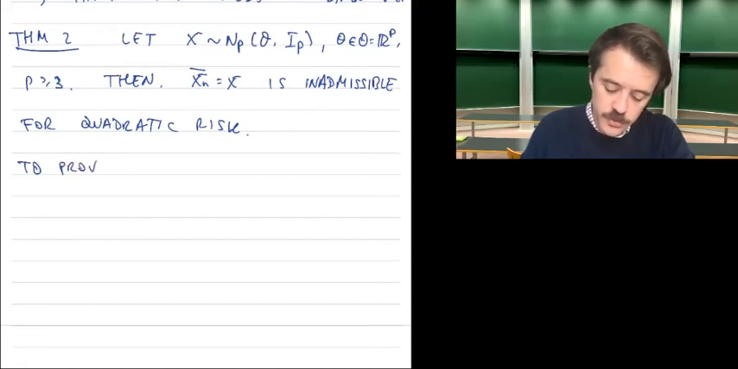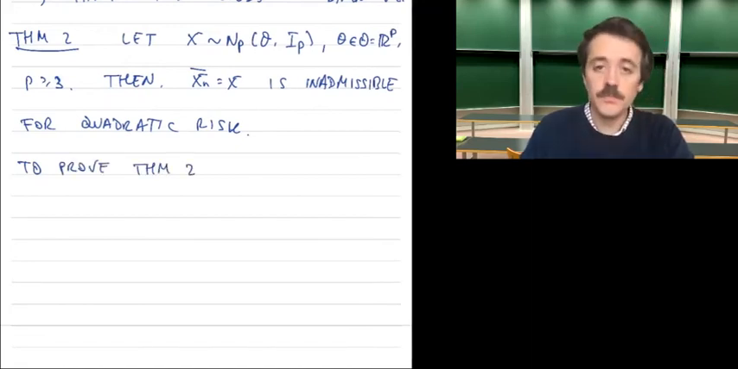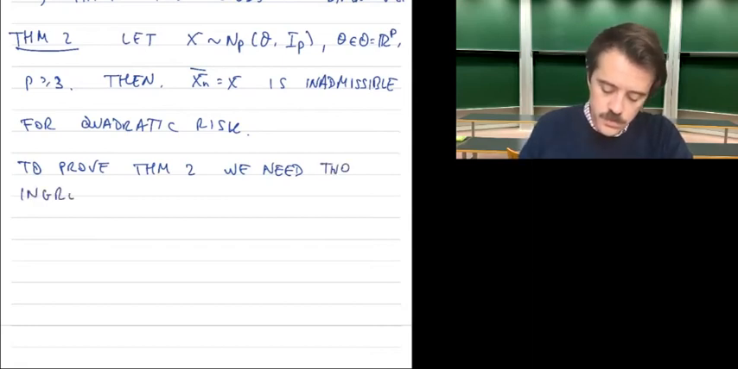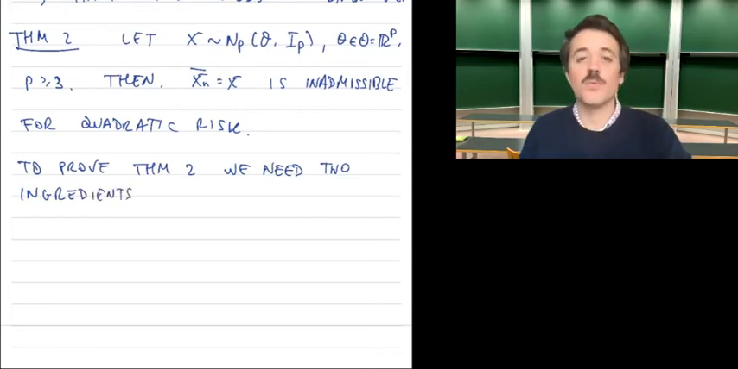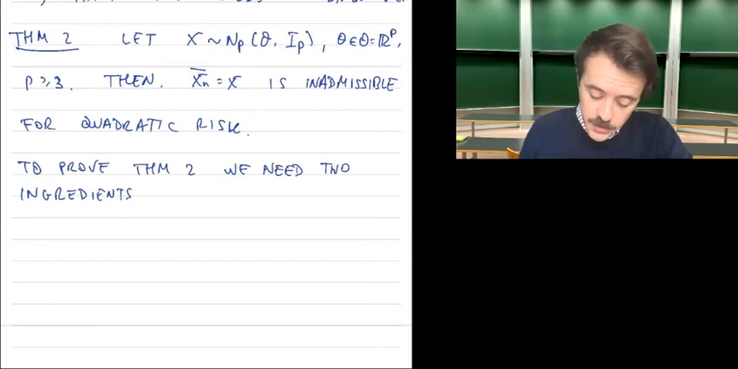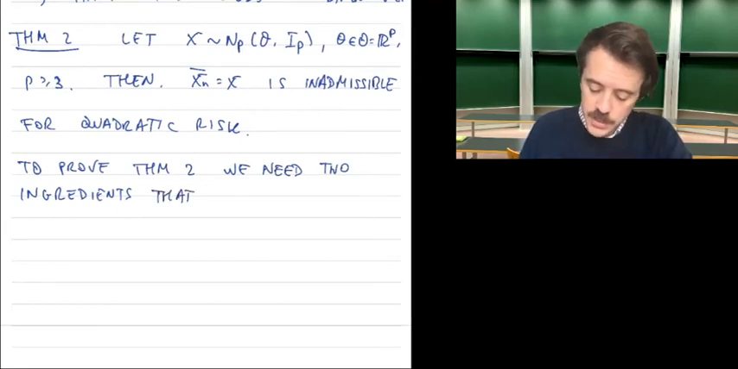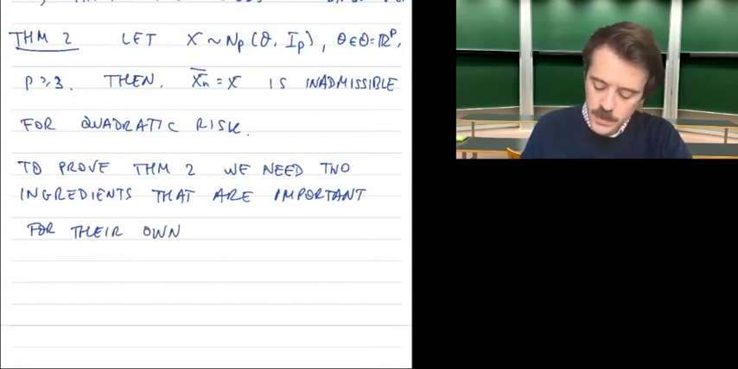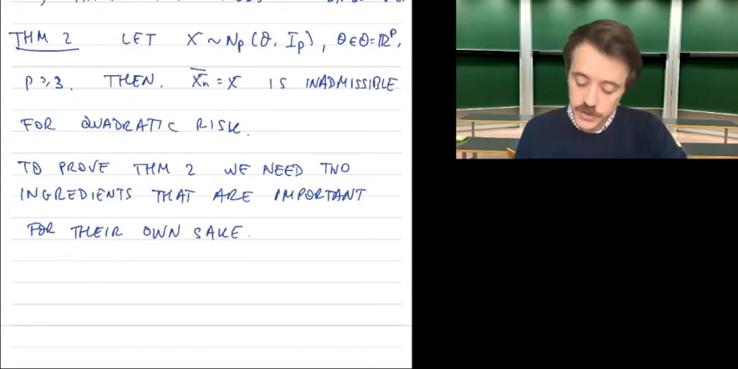So to prove theorem two, we're going to need two ingredients. And I guess what I want to emphasize is that they are important by themselves. You'll see this later on, so they are important for their own sake. And of course, I'm saying this because I want to introduce them separately, explicitly, out of the proof. I don't want them to be lost in the proof.